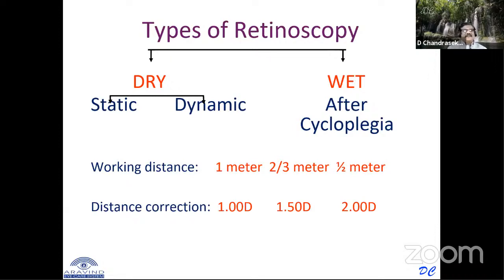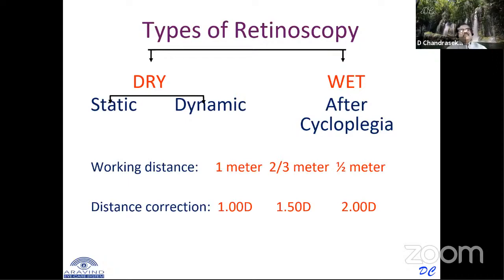So there are two types of retinoscopy. One is the dry and the other one is wet. When we mean wet, it is after a cycloplegia, either atropine, homatropine, tropicamide or something like that, not the phenylephrine. Dry is without putting a medication. It can be static or dynamic. By static, we say your patient is going to look at a far object and the pupil remains static. But if the patient is going to look into the light, it will become a dynamic retinoscopy. The working distance, ideally 2/3 of a meter is ideal because it's an arm's length. Why?